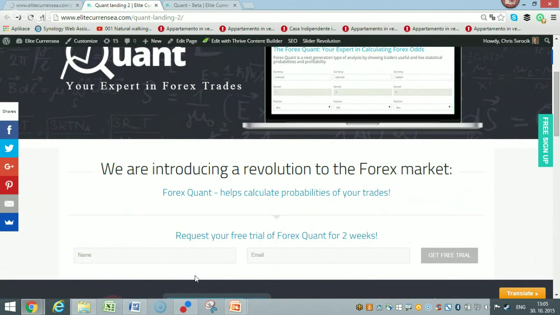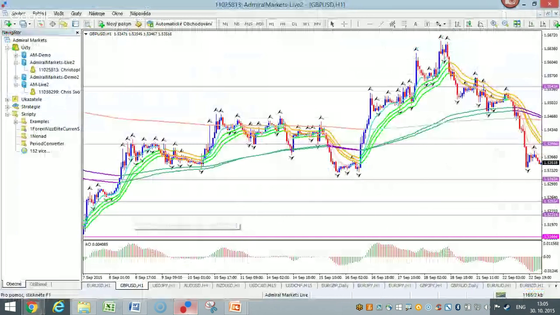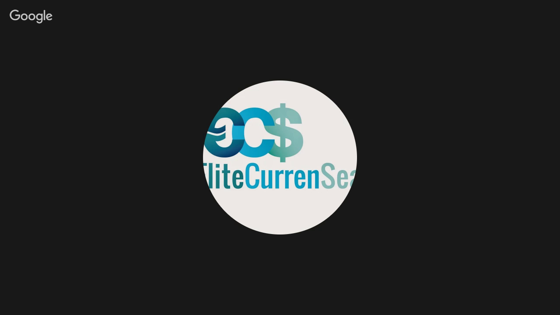All right, for those that already have Quant and have already received it, this is how you install it. Go to your downloads, go to files, click on the file that we sent you, and cut it or copy it.